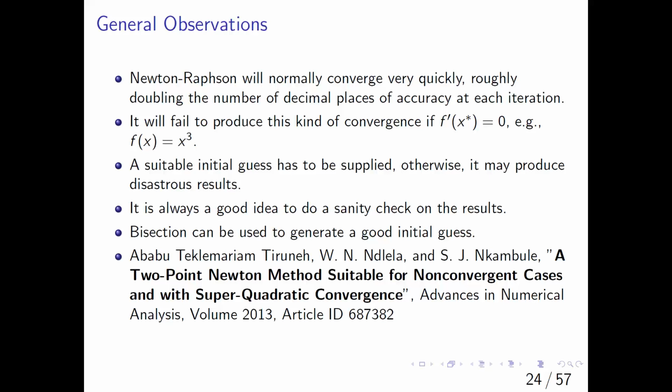The last point is just a paper for your information. This is a paper on a 2-point Newton method, suitable for non-convergent cases and with super quadratic convergence. So essentially it is an improvement to the classic Newton method.